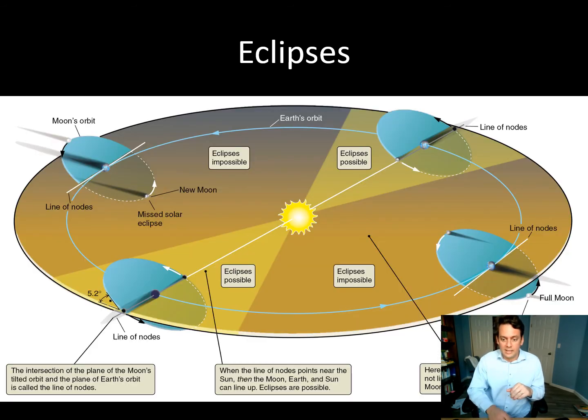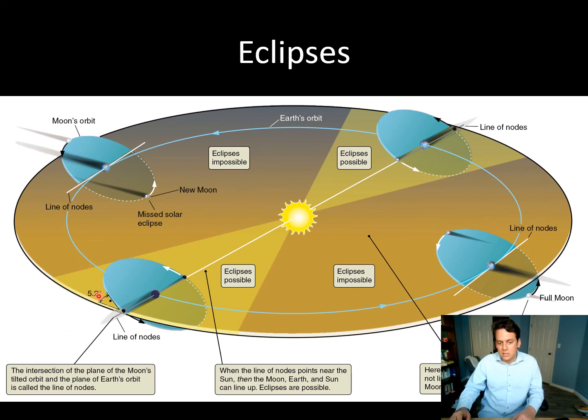Okay, and the answer is what I mentioned earlier, and here you actually have a nice diagram, so I think this will help solidify what I said earlier. And the point is that the plane of the moon's orbit is tilted a little bit relative to the plane of the solar system, the plane of the Earth's orbit. And that angle, if you're precise and you like numbers, is 5.2 degrees.